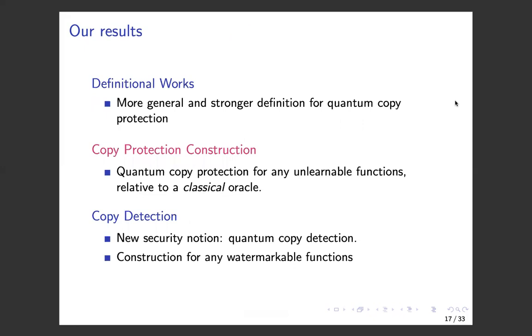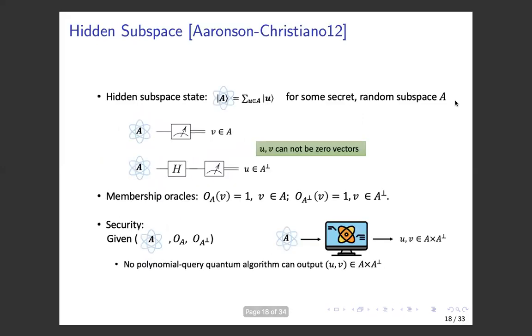Next, we discuss how we solve the open question of building copy protection relative to classical oracle. So firstly, our construction is inspired by the hidden subspace state idea in Aaronson and Christiano's public key quantum money construction in 2012. A hidden subspace is a secret and randomly chosen subspace.